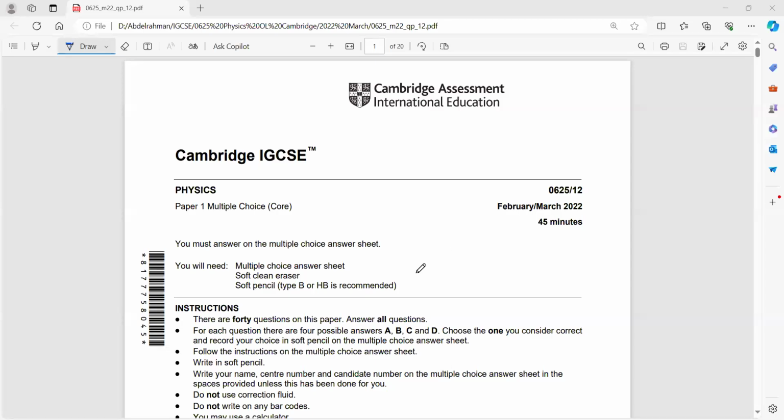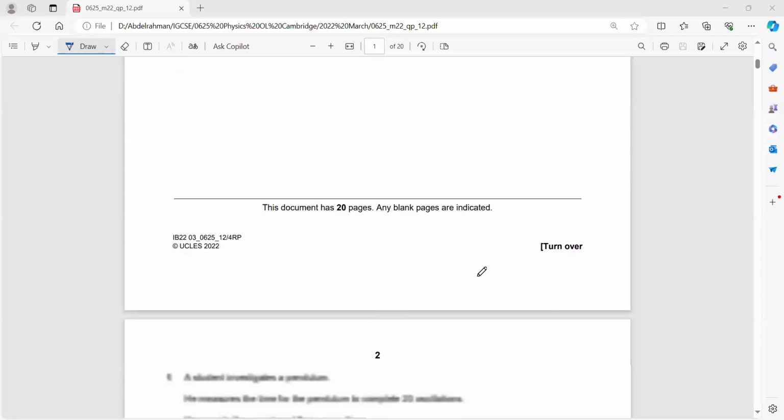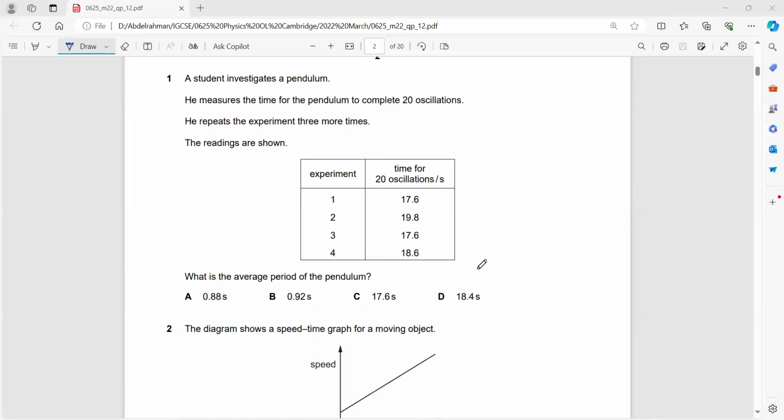Okay, February, March 2022, paper 1, variant 2. Question 1. A student investigates a pendulum, measures the time for the pendulum to complete 20 oscillations. He repeats the experiment 3 more times. What's the average period of the pendulum?